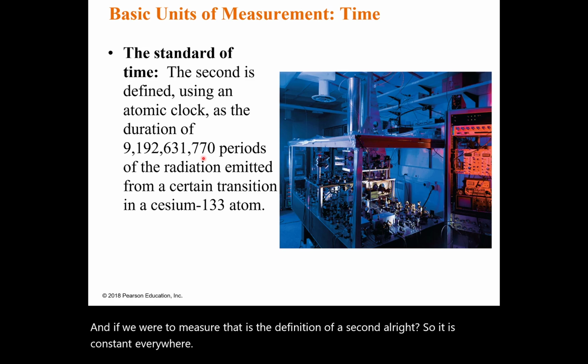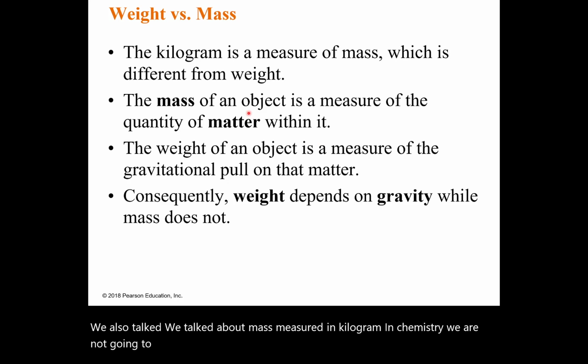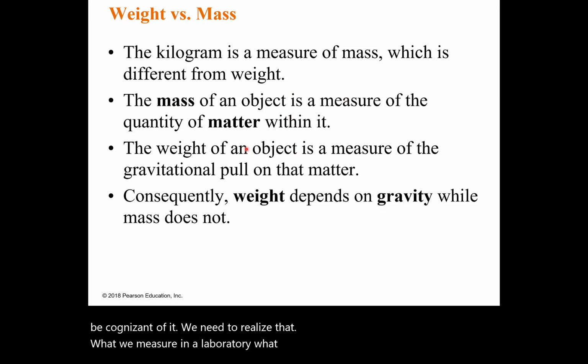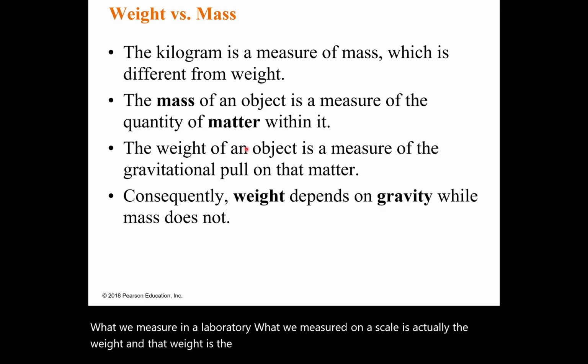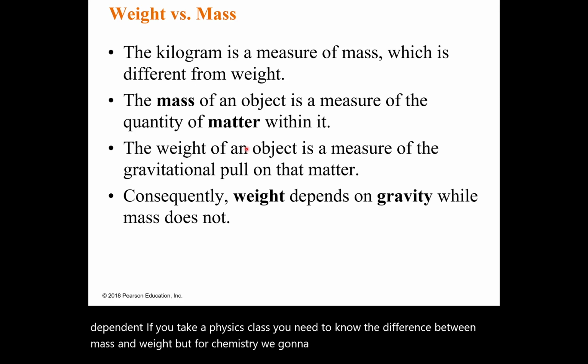We also talked about mass measured in kilograms. In chemistry, we are not going to worry about the difference between mass and weight, but we need to be cognizant of it. We need to realize that what we measure in a laboratory, what we measure on a scale, is actually the weight, and that weight is the mass times gravity. So the weight is gravity dependent. If you take a physics class, you need to know the difference between mass and weight. But for chemistry, we're going to be okay between those differences. So we're going to use them interchangeably.